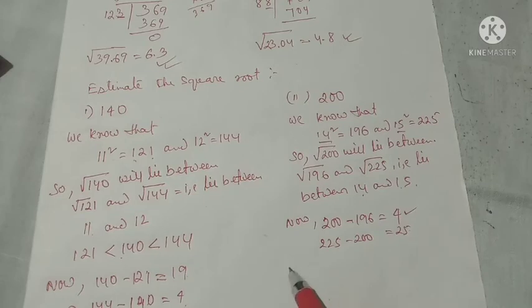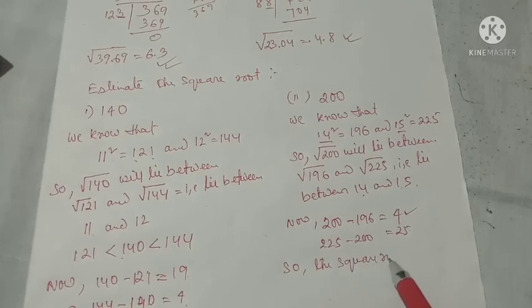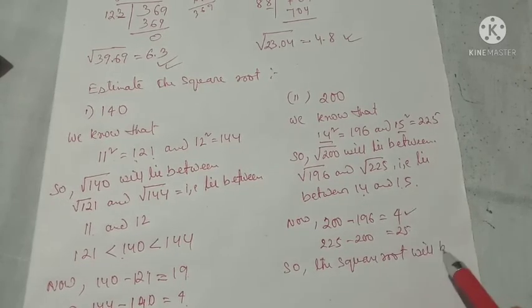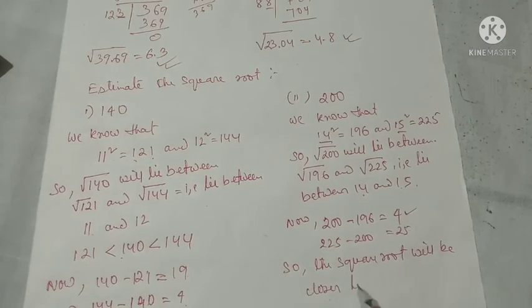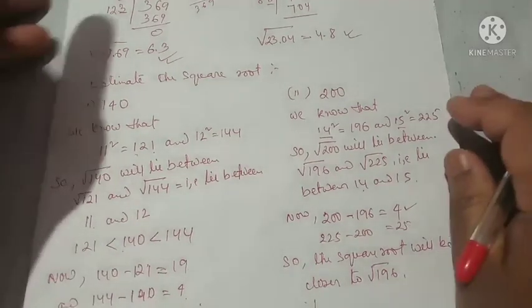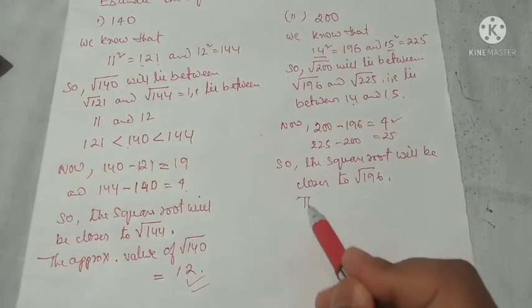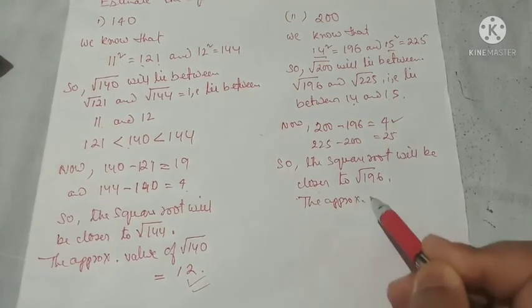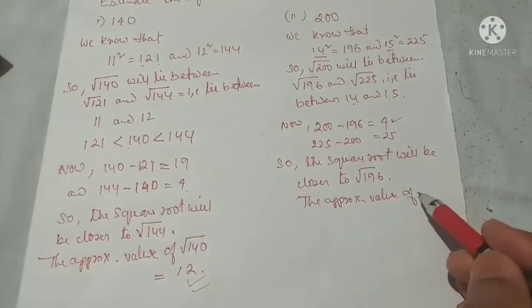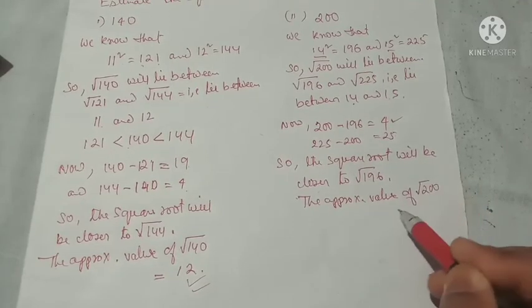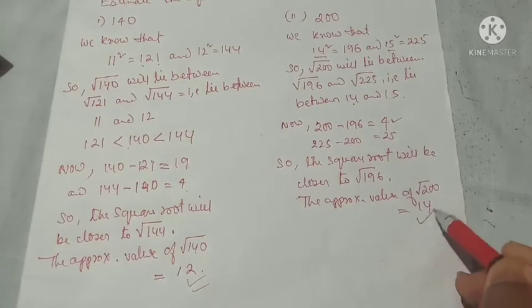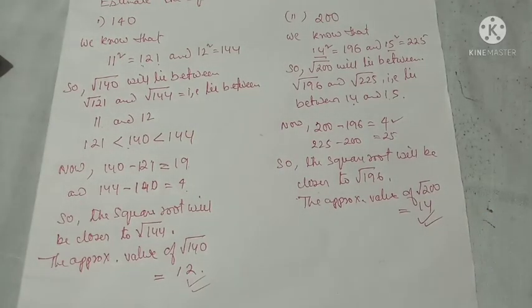So the square root will be closer to 196. So the approximate value of the square root of 200 will be how much? That is 14. In this way we can find out the estimated square root of the given number.